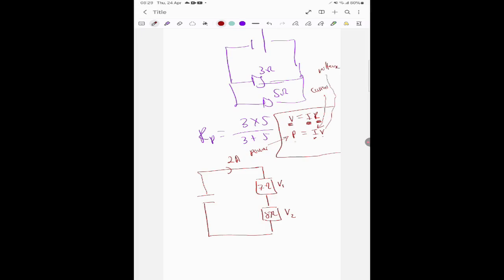Okay, P equals IV. Energy is equal to VIT. E is energy, V voltage, I current, T time. This time is in seconds. Q is another one we're going to discuss. Q is quantity of charge. Quantity of charge equals I, current, times T, time, again.